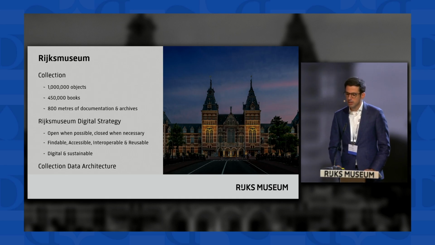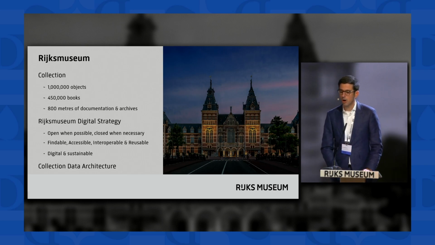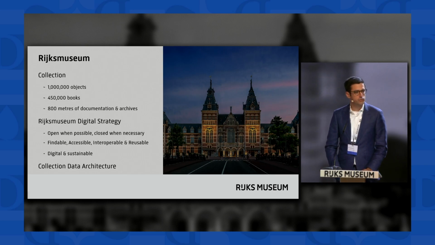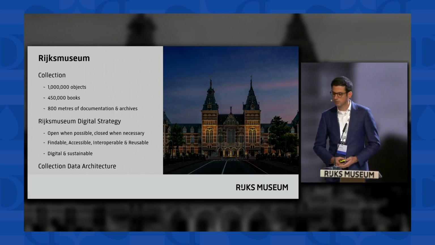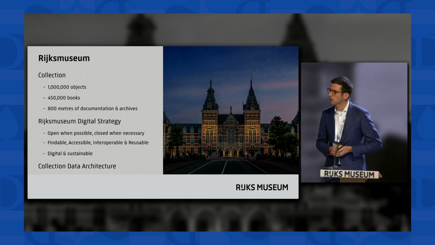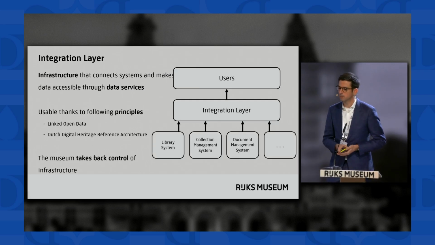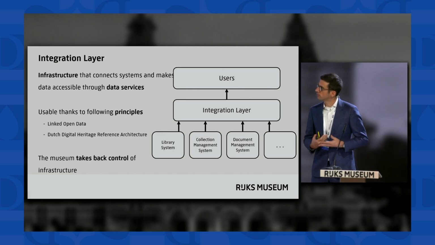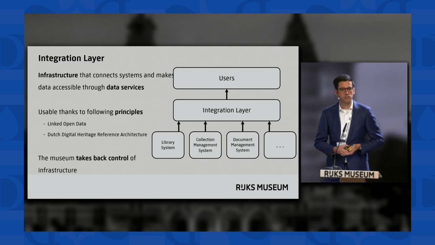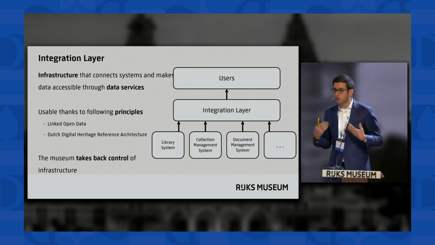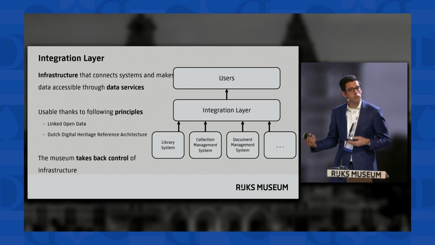The Rijksmuseum digital strategy has a couple of statements: open when possible, closed when necessary, the FAIR principles, the digital and sustainable approach. These are all things that we've been working with for a couple of years, and they ended up being comprised in a really nice collection data architecture. So we drafted what we actually wanted to build a couple of years ago, and a big part of what we set out to build was the integration layer. That is infrastructure that connects systems and makes data accessible.